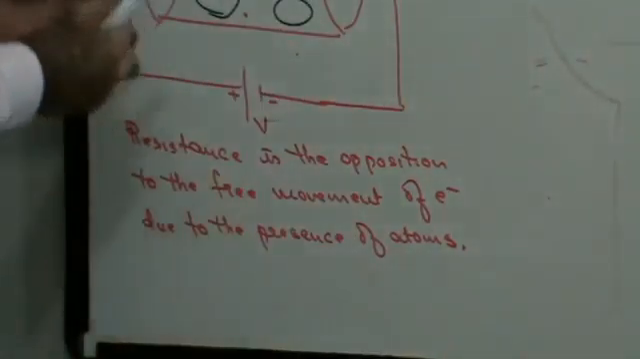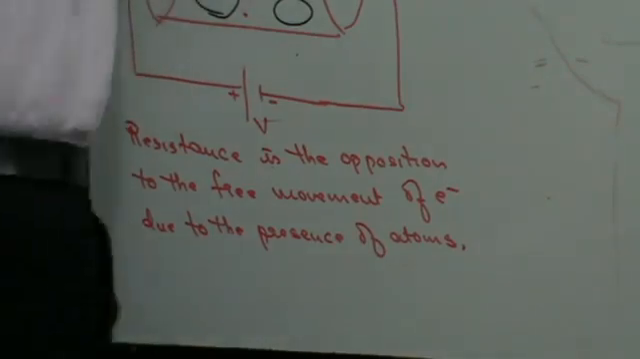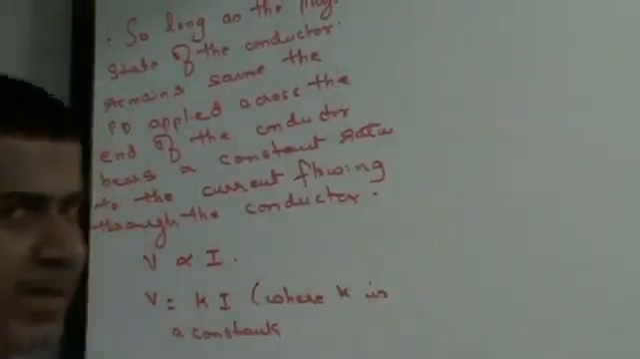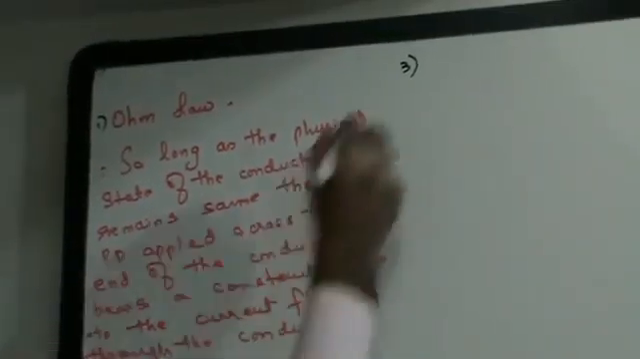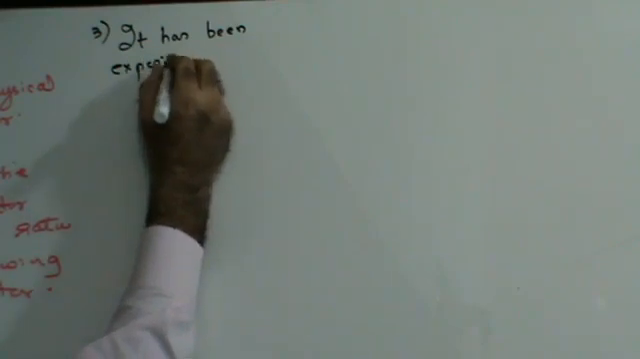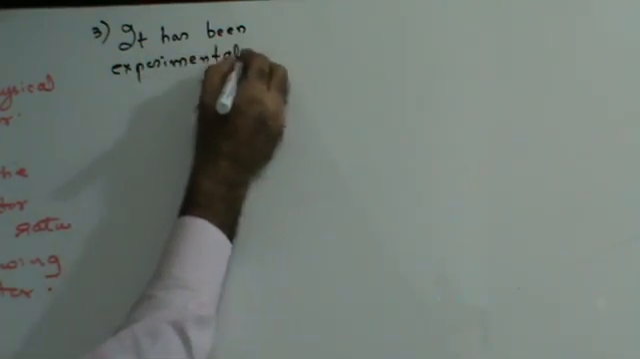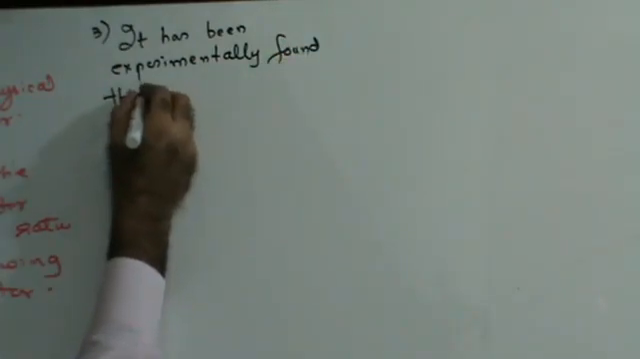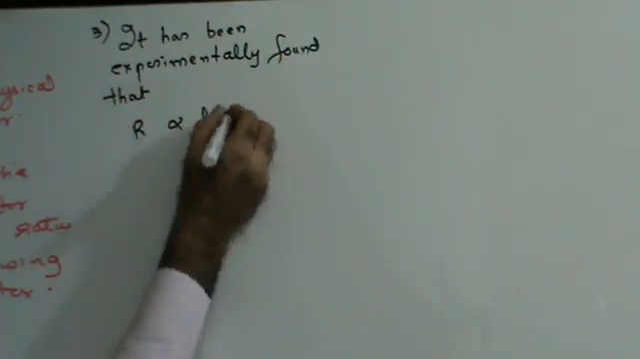Now, point number 3. It has been experimentally found that resistance is directly proportional to the length of the conductor. As the length of the conductor increases, resistance increases.